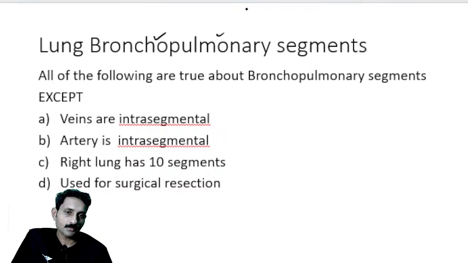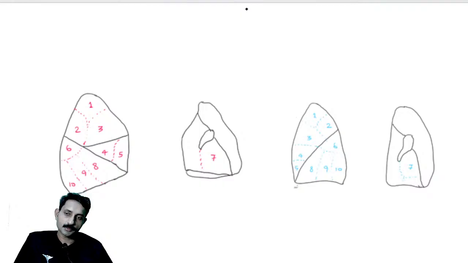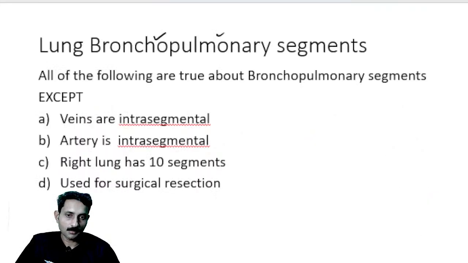Now what is the question? All of the following are true about bronchopulmonary segment except: veins are intrasegmental, artery is intrasegmental, right lung has 10 segments, used for surgical resection. We'll come back to this. So what are bronchopulmonary segments? Now we divide the right lung into segments. Before this we can see one more part, then we will come to this.